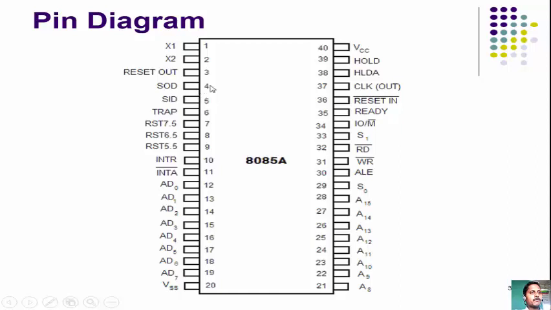these two pins are for the serial communication or serial data transmission or reception. So pin number 4 is the SOD, serial output data. Pin number 5, serial input data.